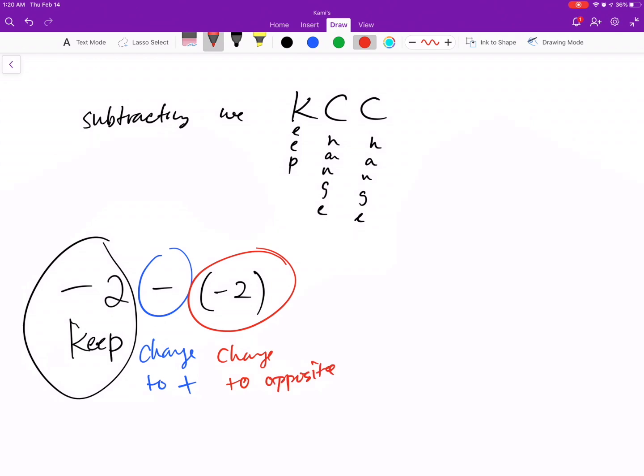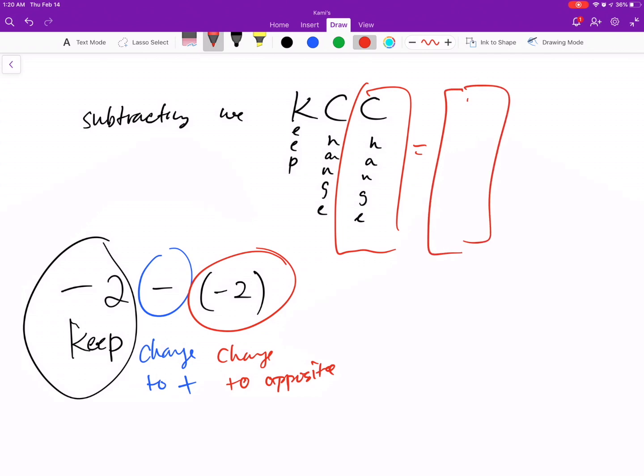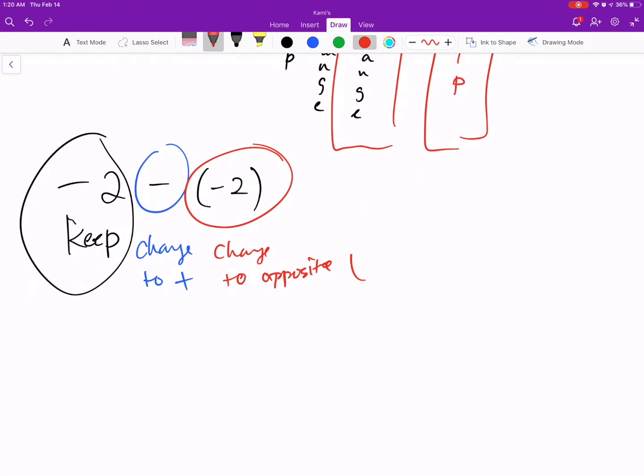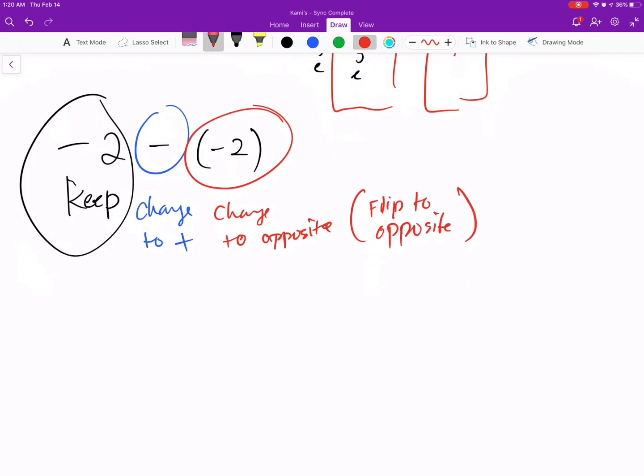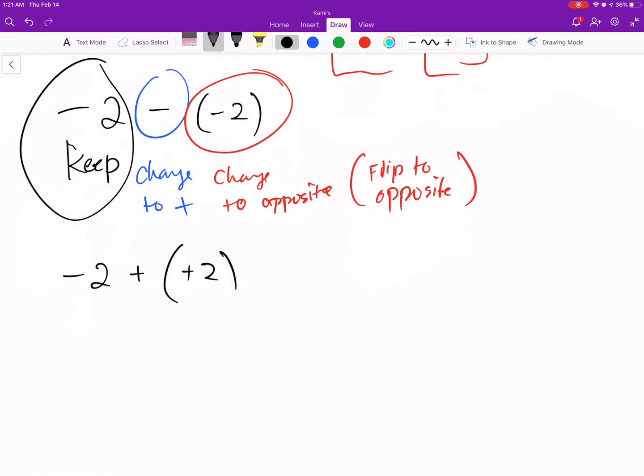I guess we could call this change flip, so we don't get confused. So we could say flip to opposite. So we keep the negative 2, we change that to plus, and we change that to the opposite. So that's going to be positive 2, right? And then negative 2 plus 2 is just 0.